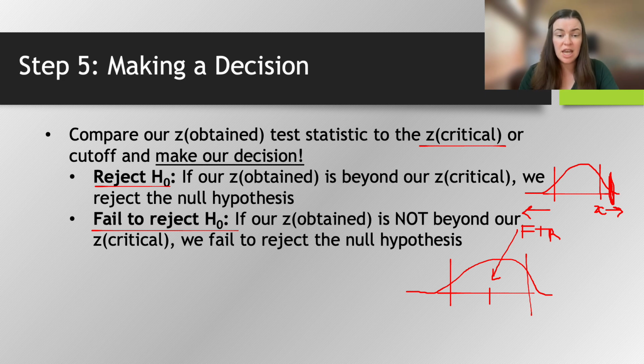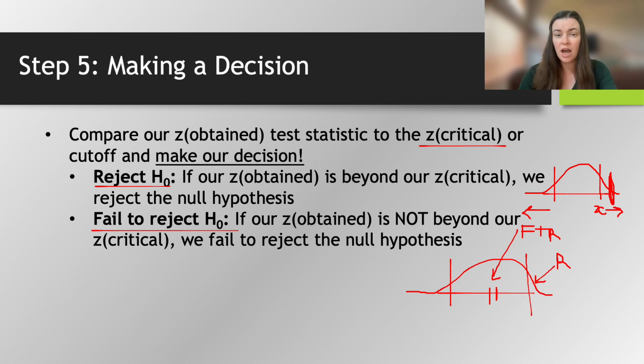And so if our z obtained fell right here, we have no reason to believe that our sample is significantly different from the population. And so we're safe there. There's no reason for us to suspect that it's different. However, if our sample value falls into our danger zone over here, this is our rejection zone.